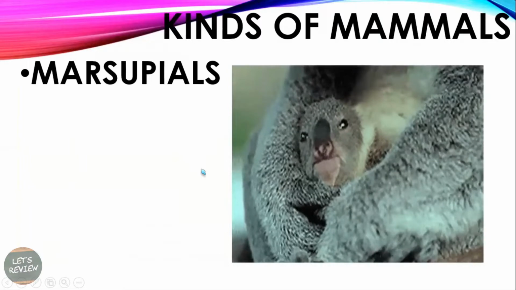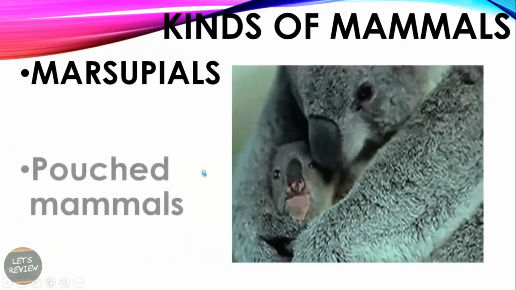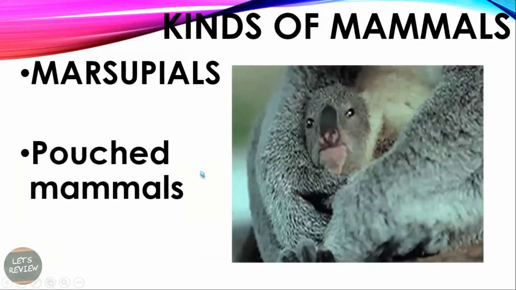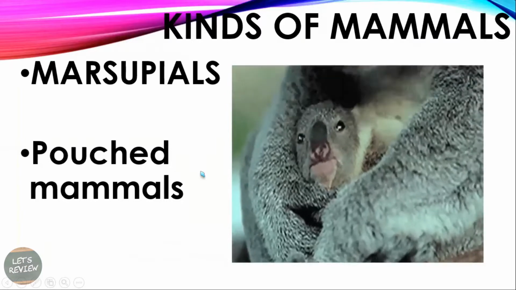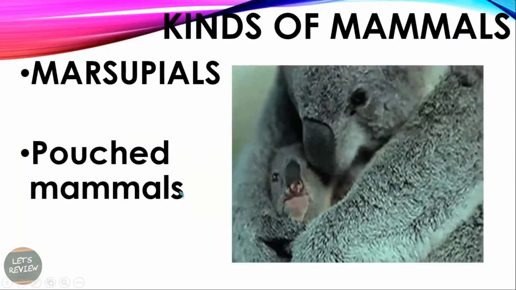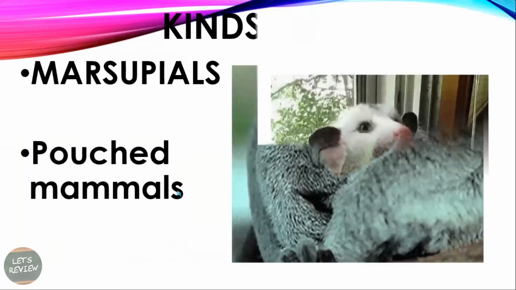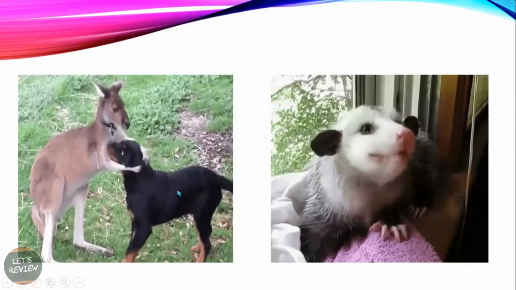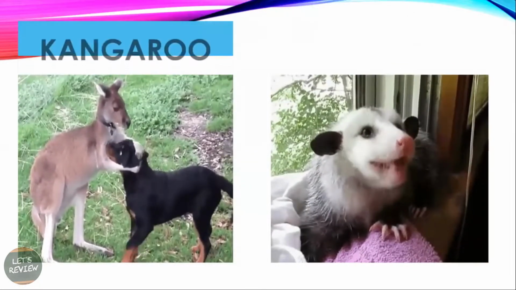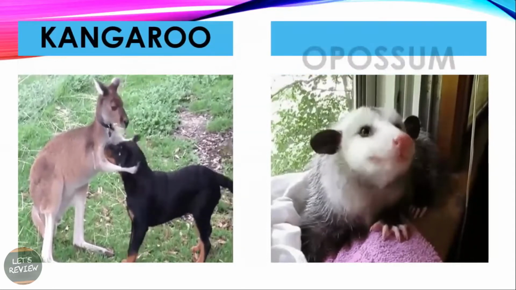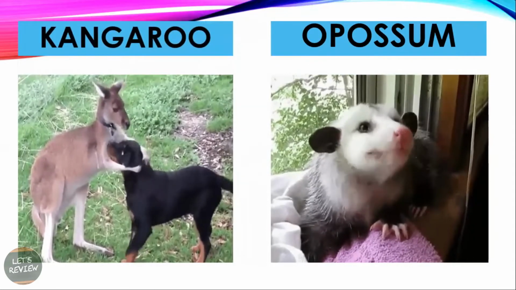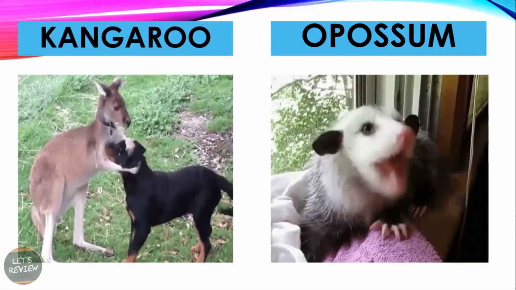Another are called marsupials because they are pouch mammals. They have a pouch wherein they place their young inside until it grows. Examples are the kangaroo and the opossum. They are pouched mammals.